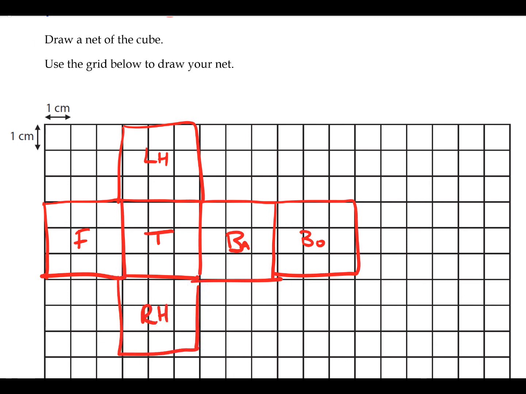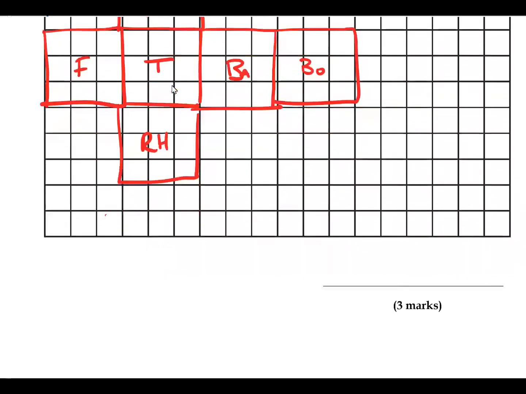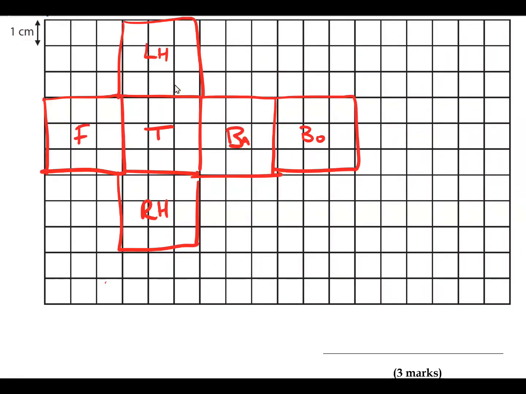Now, of course, you do that with a ruler, and much neater than I have. I've done it for speed just to show you how you do it. So we've unfolded our cube down the center, so the front, top, back and bottom, and then we've attached the right hand side and the left hand side somewhere on our cube. And this net of a cube is worth 3 marks.